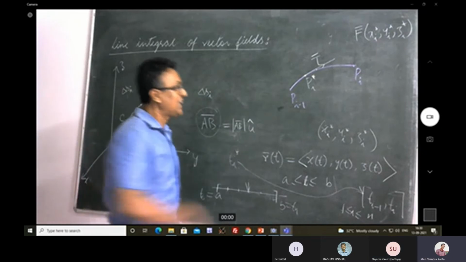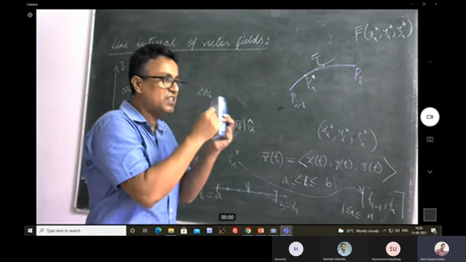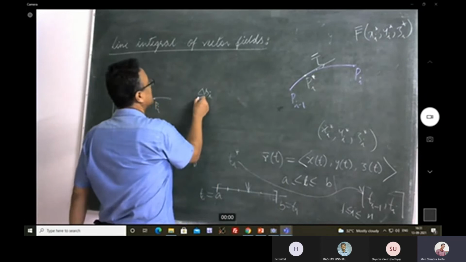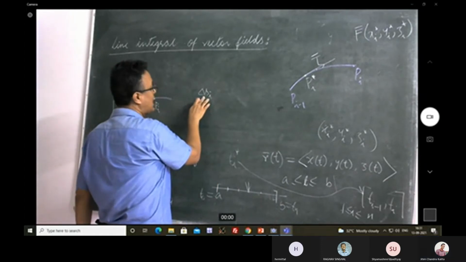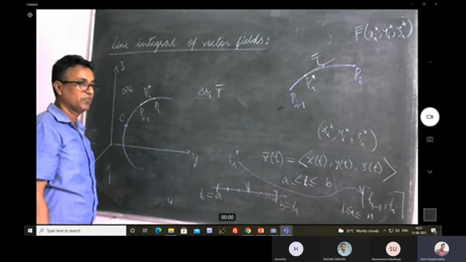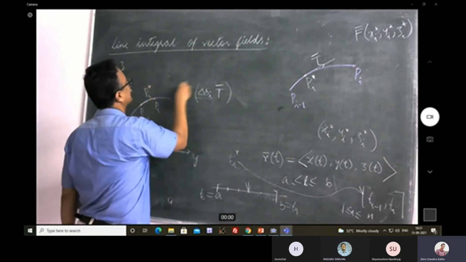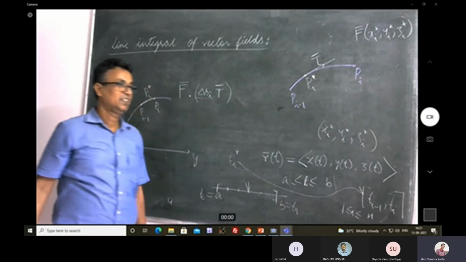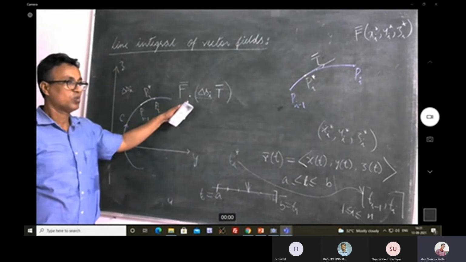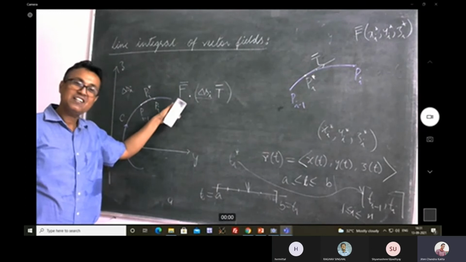So likewise, if I want to get the displacement vector along this subarc, which is of extremely small length, that is going to be given to me by the length of that arc times the tangent vector along that. Is it okay? Fine. So that means if I take the dot product of the vector field, which is nothing but the force, with this vector, it is going to give me the work done. Clear?